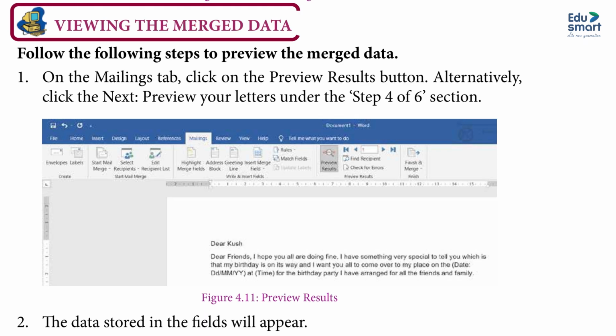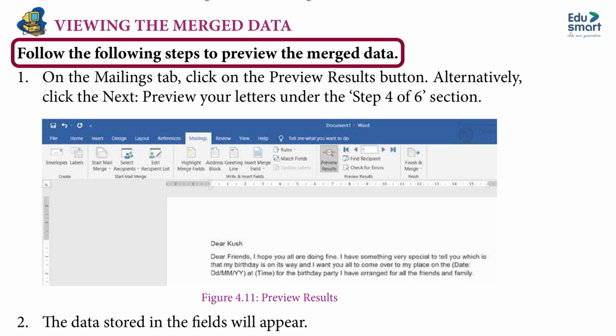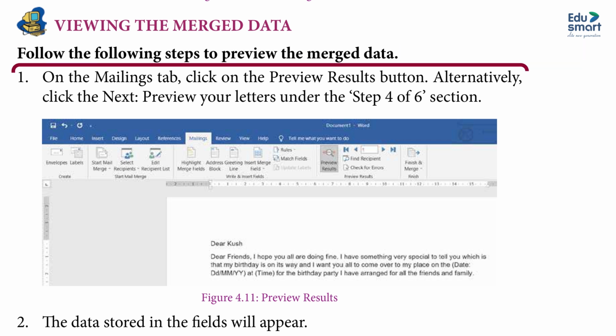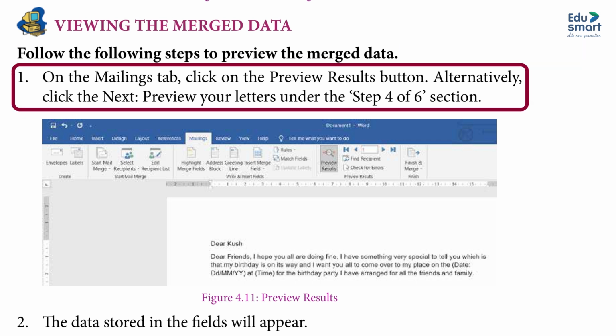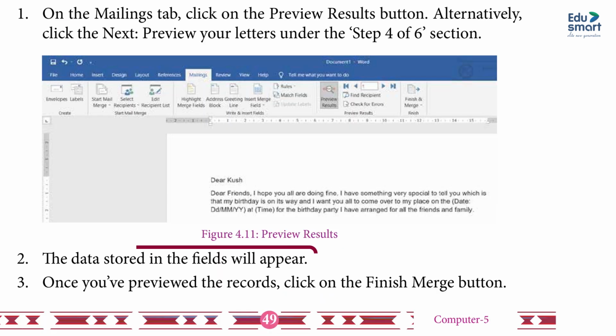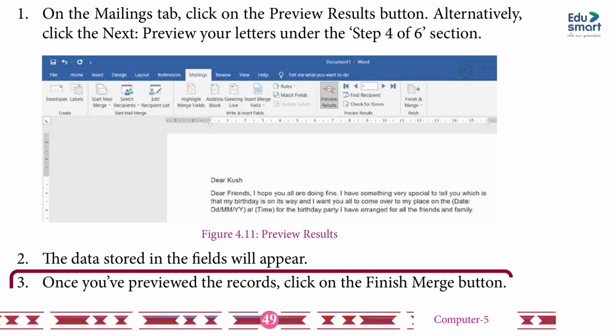Viewing the merged data. Follow these steps to preview the merged data. 1. On the Mailings tab, click on the Preview Results button. Alternatively, click Next: Preview Your Letters under the Step 4 of 6 section. 2. The data stored in the fields will appear. 3. Once you have previewed the records, click on the Finish & Merge button.